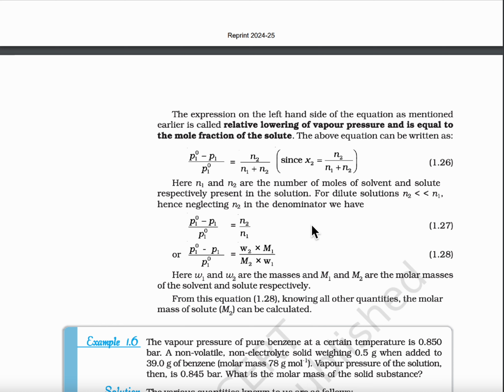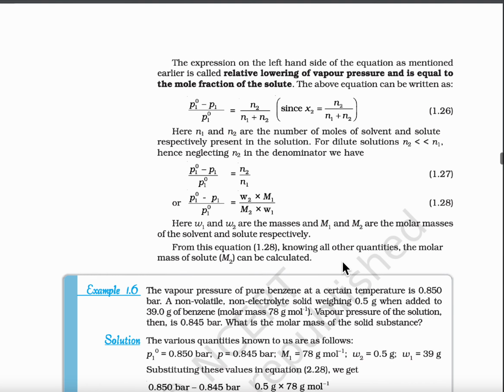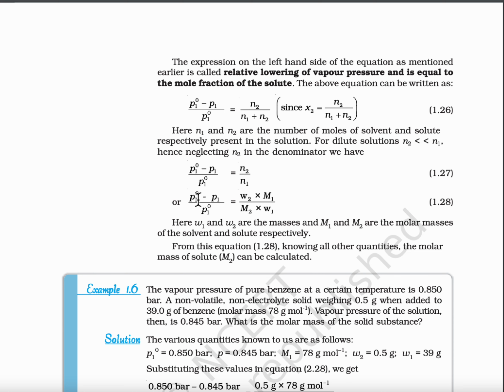Now for dilute solutions, the number of solute particles present will be much less than the number of solvent particles, and therefore N2 will be very much less than N1. Hence, neglecting N2 in the denominator, we have P1 naught minus P1 by P1 naught is equal to N2 by N1. This adding of N2 in the denominator will not affect the value here, because N2 is much less than N1. So adding a much smaller quantity to N1 will not bring a greater change in the formula. Therefore, we are neglecting N2, and so we are taking it as N2 by N1.